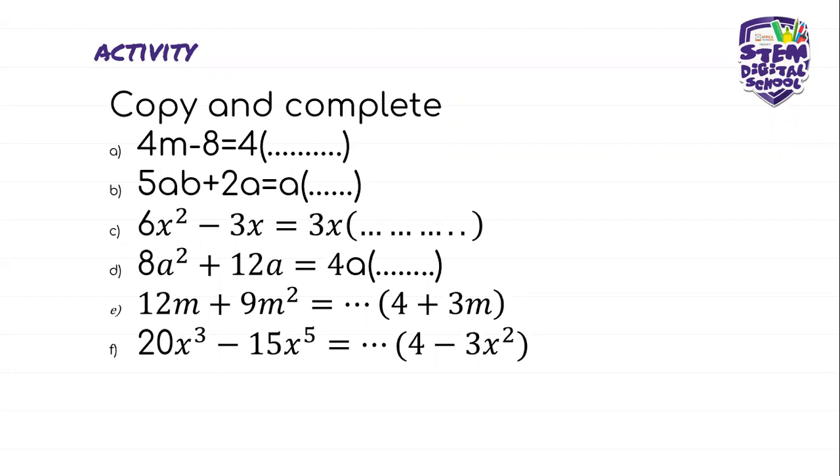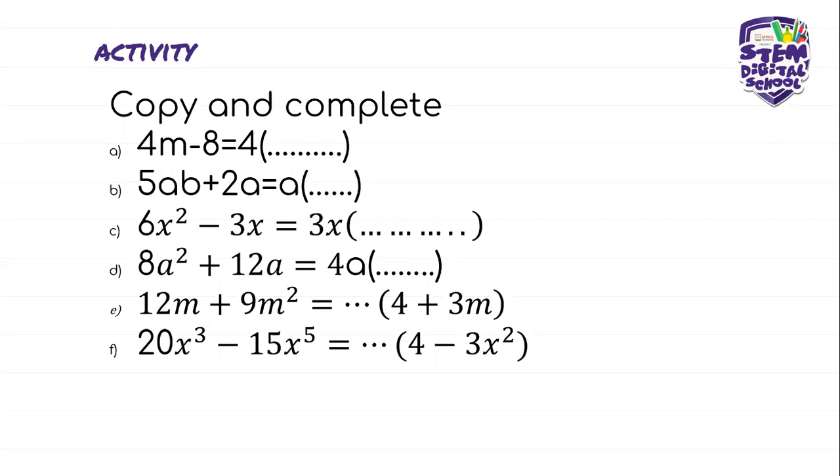And then 12m plus 9m squared, this is equal to, and there must be something there. The 3 dots means that you can put something, and then open bracket 4 plus 3m. Can we carry on with this activity?